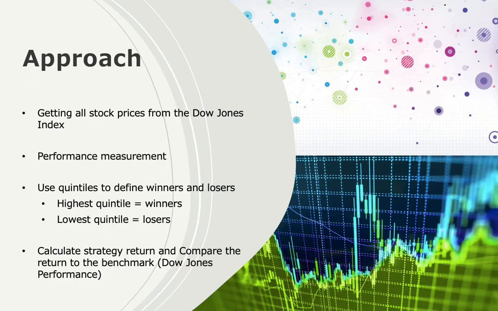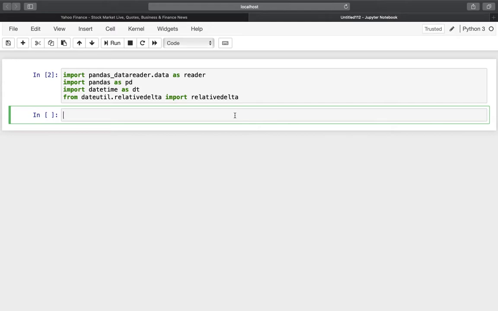So the best performers are in quintile 4, these are the winners, and the worst performers are in quintile 0, these are the losers. In the end, we are calculating the strategy return and comparing this return to the benchmark, so the Dow Jones Industrial Average performance. Okay, let us code that strategy in Python.